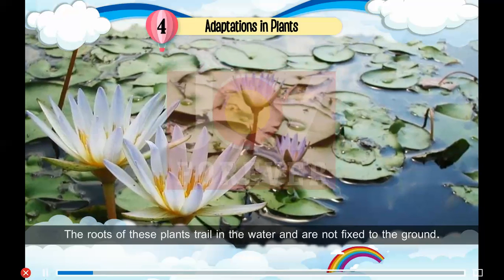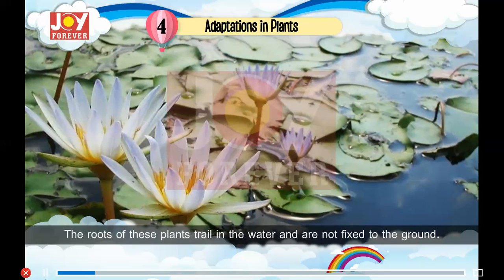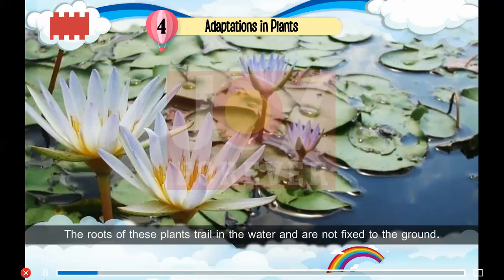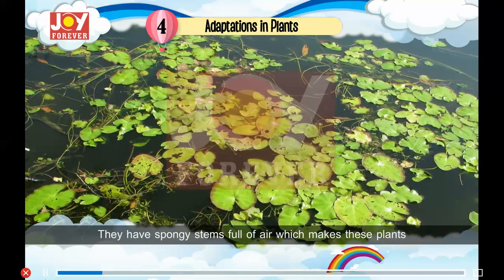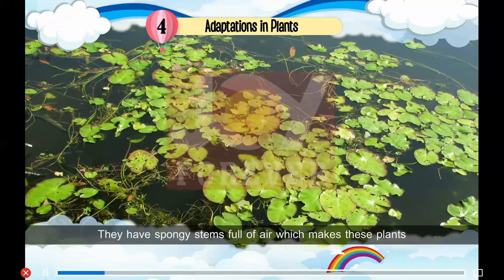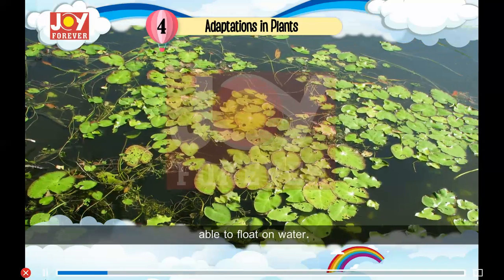1. The roots of these plants trail in the water and are not fixed to the ground. 2. They have spongy stems full of air which makes these plants able to float on water.